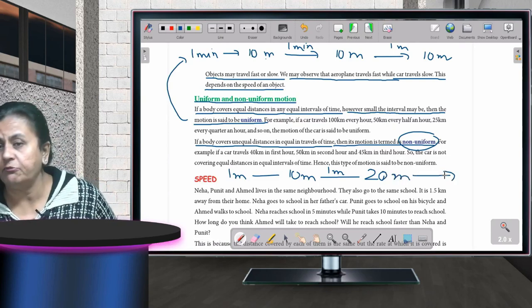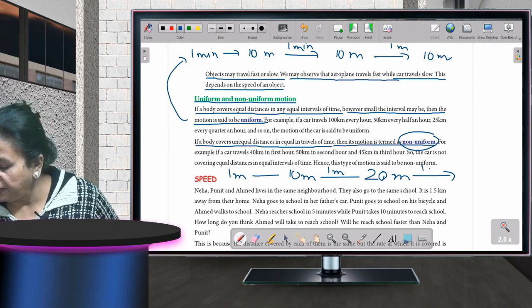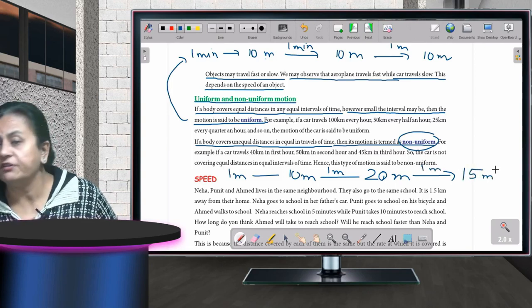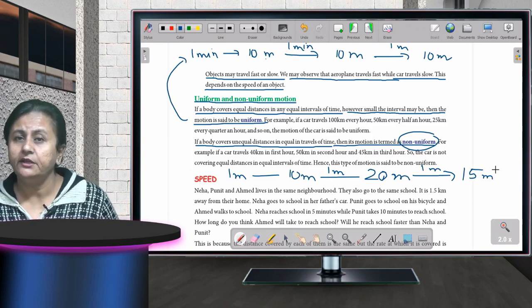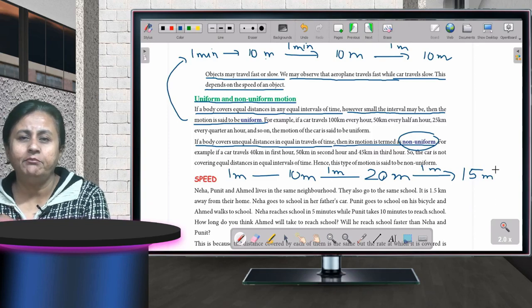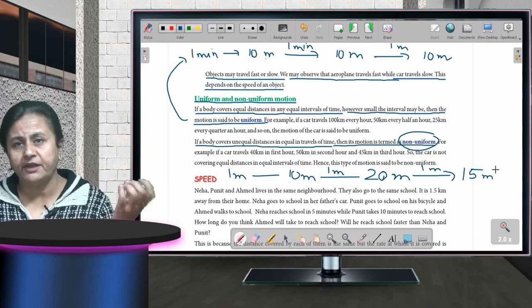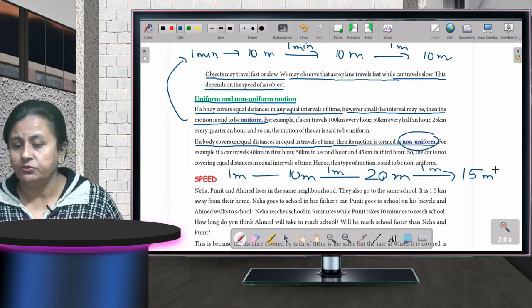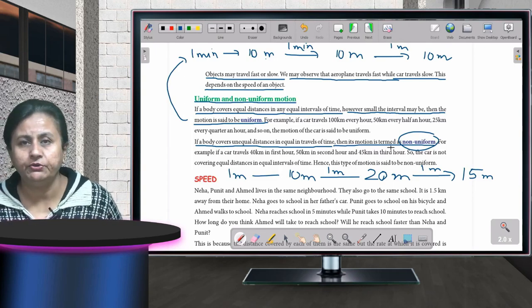Then again, I've got tired now. Again, in 1 minute, my speed has dropped, and the distance is 15 meters only. That means every time, my speed is sometimes low, sometimes I'm walking fast, sometimes I'm slow. That is an example of non-uniform motion.